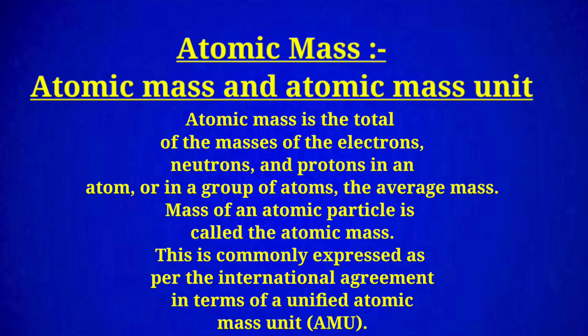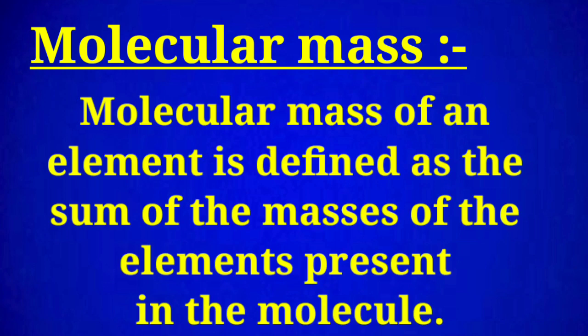Atomic mass and atomic mass unit. Atomic mass is the total of the masses of the electrons, neutrons and protons in an atom or in a group of atoms. The average mass of an atomic particle is called the atomic mass. This is commonly expressed, as per international agreement, in terms of the unified atomic mass unit.